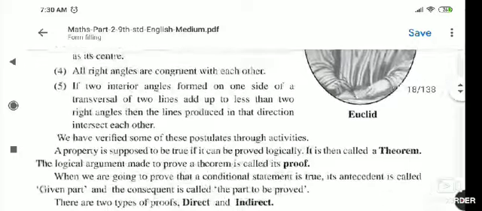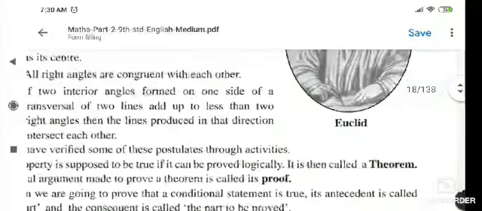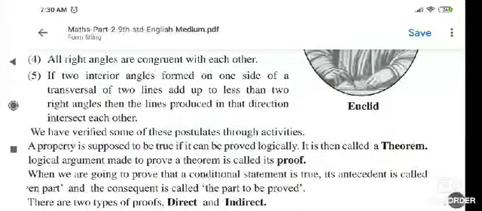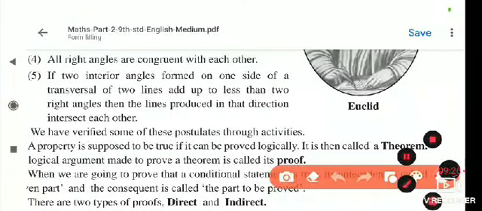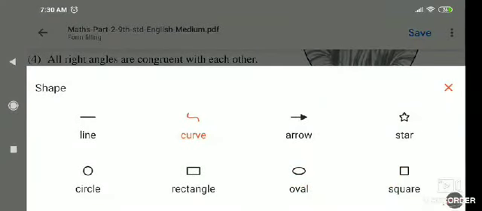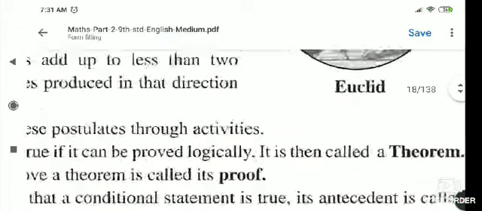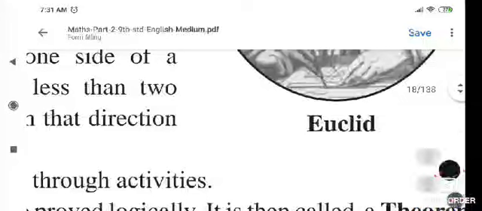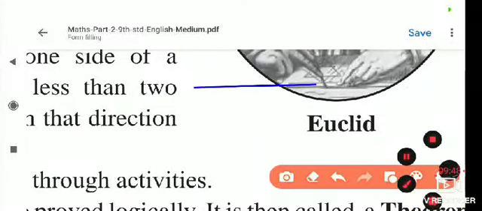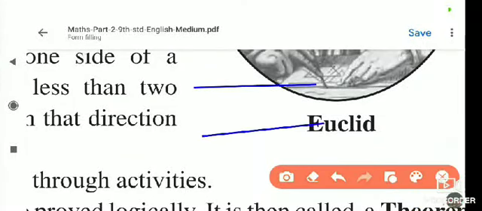Next point is, if two interior angles are formed on one side of a transversal. Suppose this is a transversal. If the two interior angles formed on one side of a transversal of two lines add up to 180 degrees, fine; otherwise, if they add up to less than two right angles, then the lines intersect each other. For example, suppose I draw one line here. I showed you this already, but I am again taking it as a revision. So this is one line and that is another line.